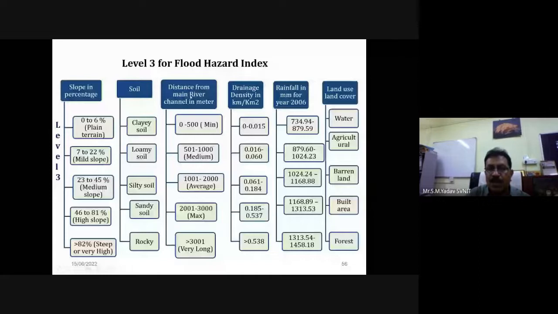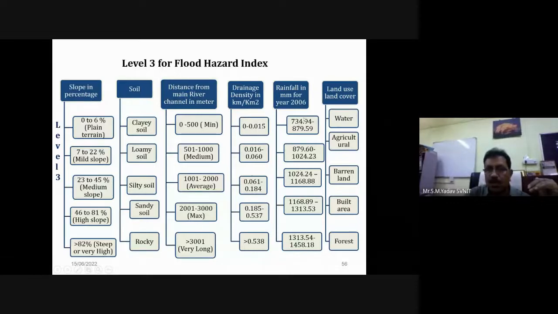Similarly, for distance from main channel, the groups were made 0 to 500, 500 to 1000, and so on. Drainage density in kilometer per kilometer square, the values are shown over here. The rainfall classes are shown over here, and land use land cover: water, agriculture, barren land, built area, and forest. This is exactly the same as the spatial map which we have developed for the flood hazard index parameters, giving the various sub classification of each, that is required at level 3. This is done for flood hazard index.